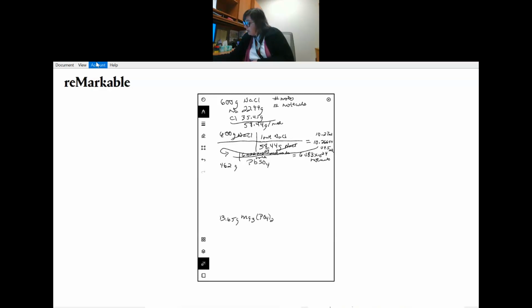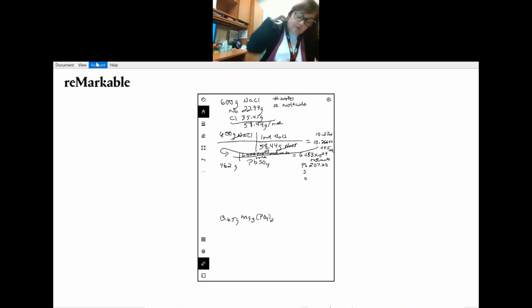So I have to find Pb first. Where is my favorite dude? Pb is lead. He's 207.20. And again, that's grams per mole. Sulfur over here, 32.07. And oxygen is 15. No, it's listed as 16.